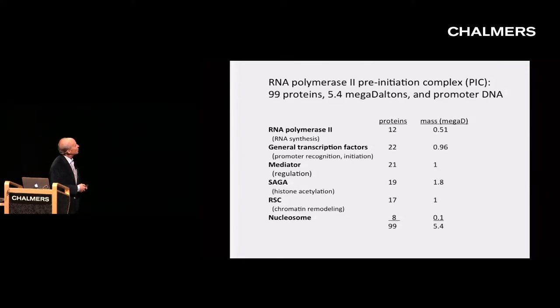The system is remarkably large and complicated. Some 99 proteins assemble in a complex of greater than 5 megadaltons at every RNA polymerase II promoter prior to every round of transcription. So an object larger than a ribosome, but one which disassembles and reassembles at every stage of the process.